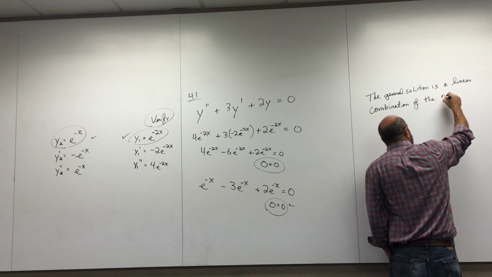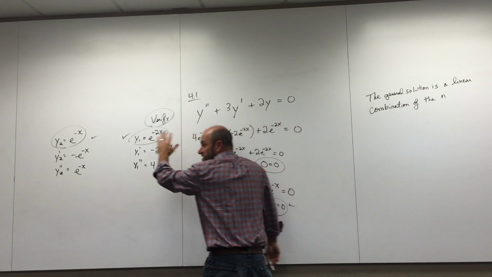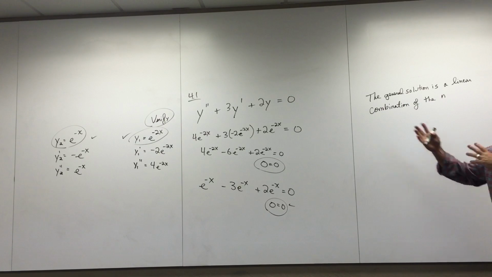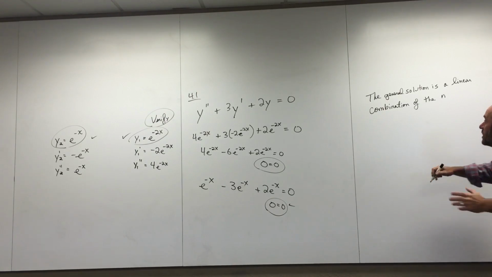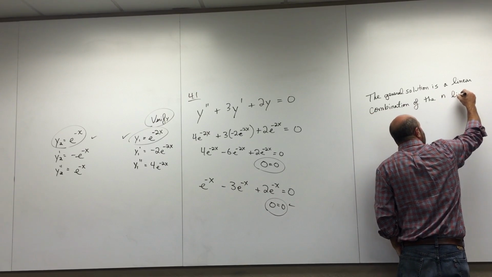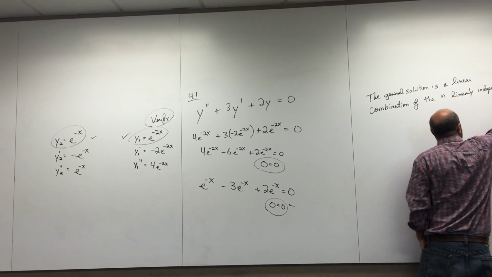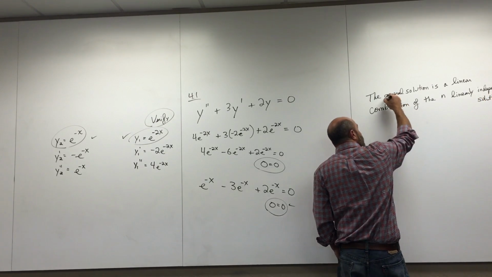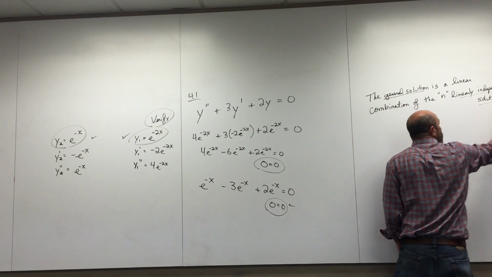I'm going to use the letter n here, but in my example, n is 2. We had a second order DE and we found these 2 solutions. But this theory sort of applies to any n. If I had a third order DE, I think I'd have 3 solutions. If I had a fourth order DE, I think I'd have 4 solutions. So I'm going to say the general solution is a linear combination of the n, listen to this now, linearly independent solutions. The general solution is a linear combination of the n linearly independent solutions.